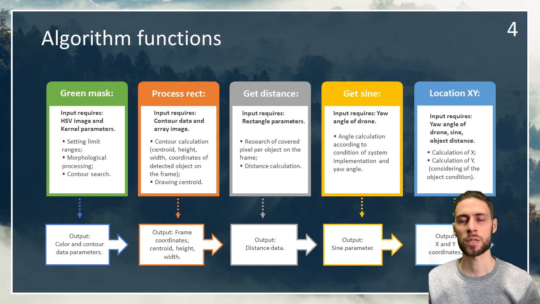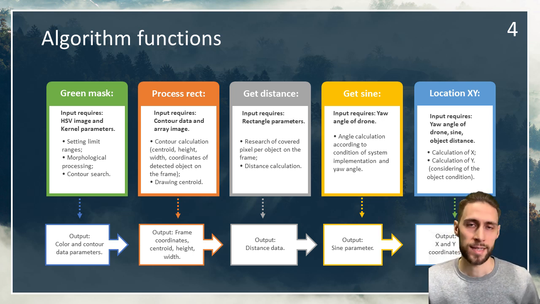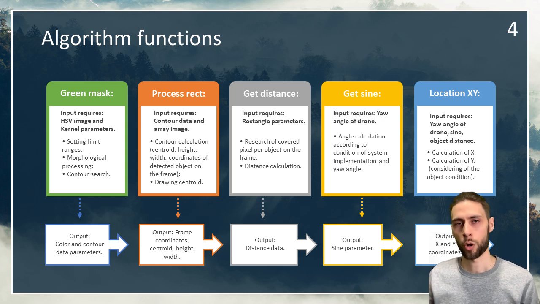The presented algorithm consists of 5 main functions. The first provides the capability to detect a green object in space using the HSV image and certain kernel parameters. The algorithm filters the image, finding the necessary contours. The second function is rectangle processing, which calculates the geometric parameters of the objects, such as center of mass, height, width, its rotation angle, and others.